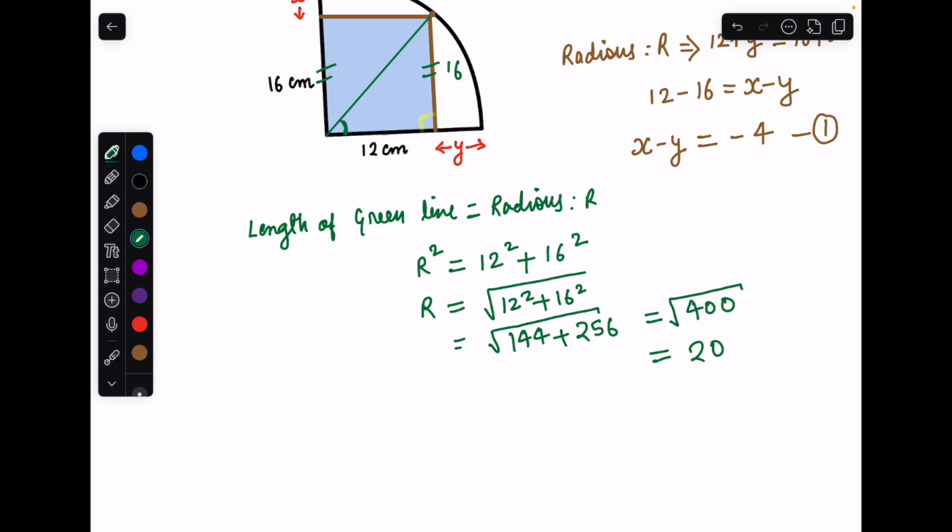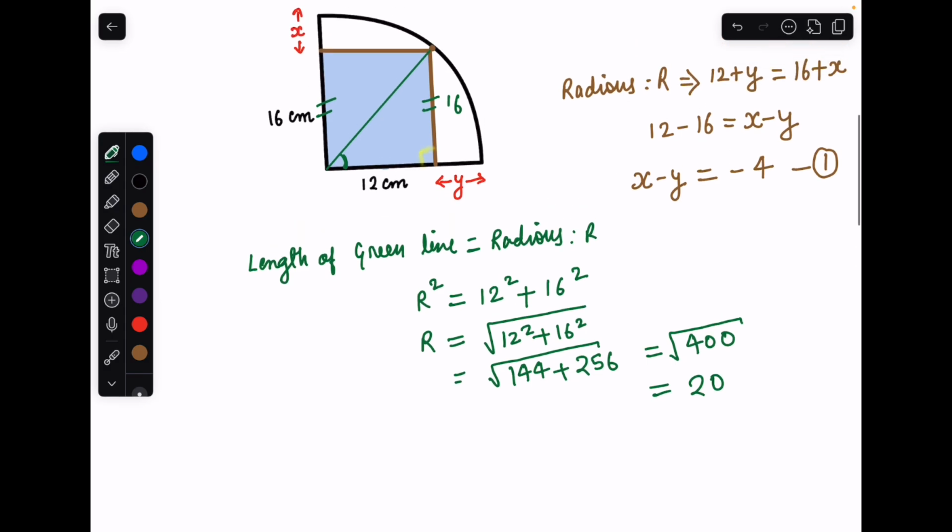So here we will have 12 plus y, which is the radius, equal to 20. So y is equal to 20 minus 12, which is equal to 8.